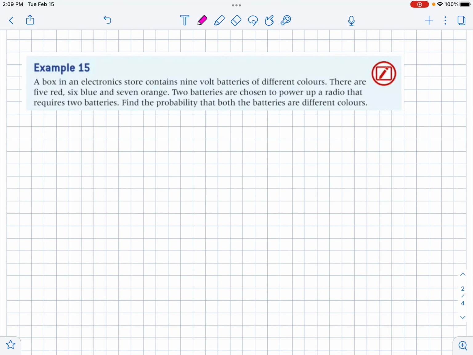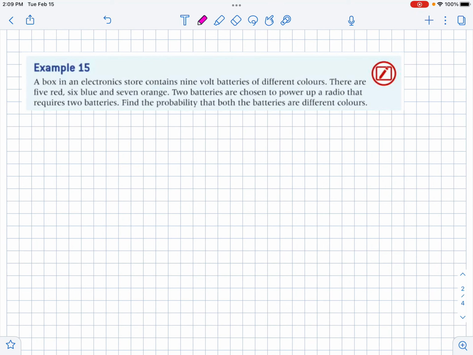A box in an electronics store contains 9-volt batteries of all different colors. There are 5 red, 6 blue, and 7 orange. 2 batteries are chosen to power up a radio that requires 2 batteries. Find the probability that both batteries are different colors. Well, the first thing we're going to do is represent this with a tree diagram.